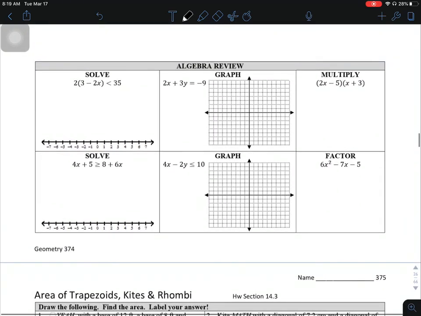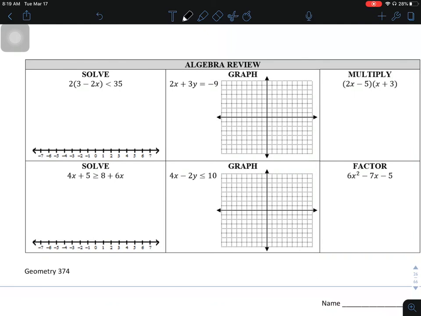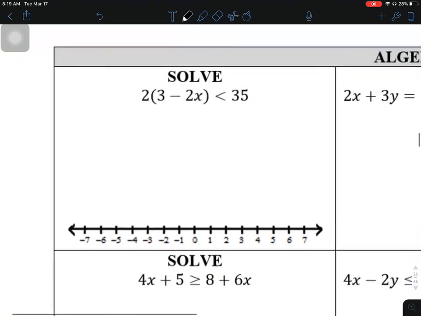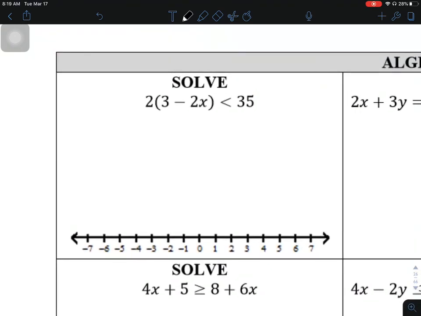Got some algebra review. This would be important because we haven't done tons of algebra. I mean, we have, but there are holes in what we've done from what you've learned from last year. To solve an inequality, you solve it the same way you would solve an equation, only if you multiply or divide both sides by a negative number, you change the inequality sign.